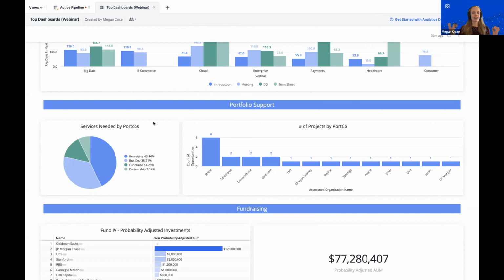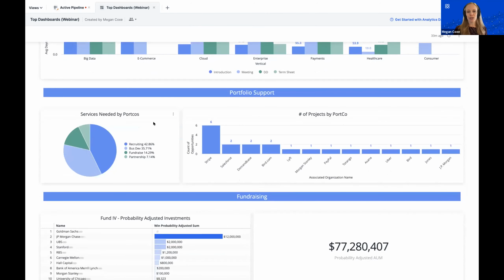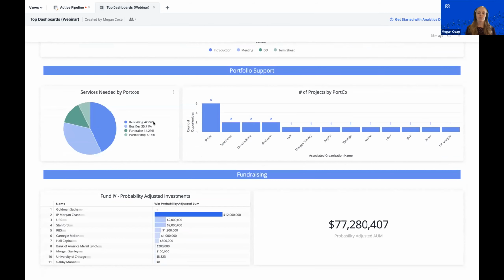So finally, and then I will give up my time here, fundraising. Speaking of Affinity being an end-to-end platform, many of our best customers are also using Affinity to track and manage fundraising and investor relations. So Affinity Analytics is critical to this workflow. As you can see in this example, we've got Fund 4 probability adjusted investment. So we can see in real time how those most recent fundraising efforts have been going and estimate the fund size with that probability adjusted pipeline.